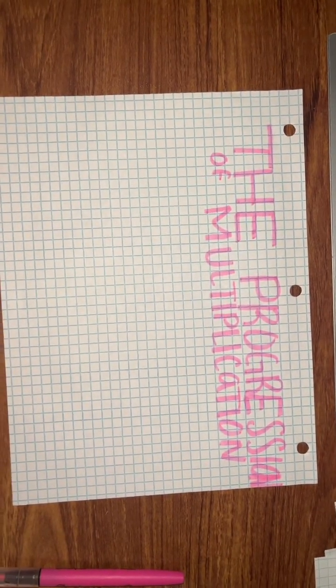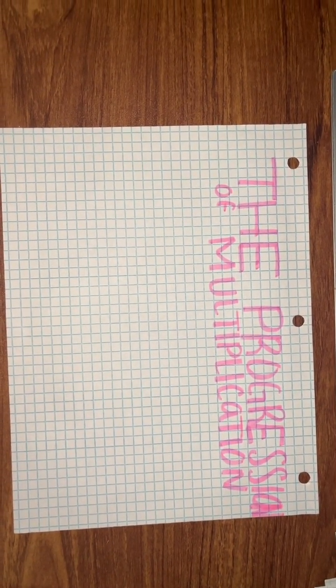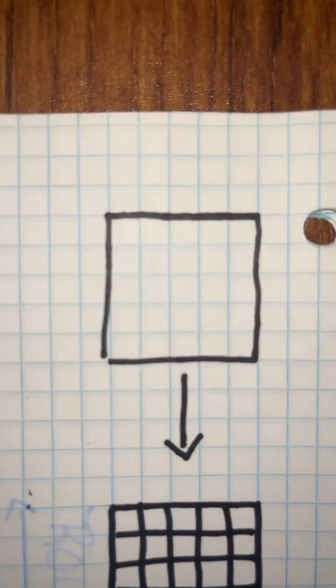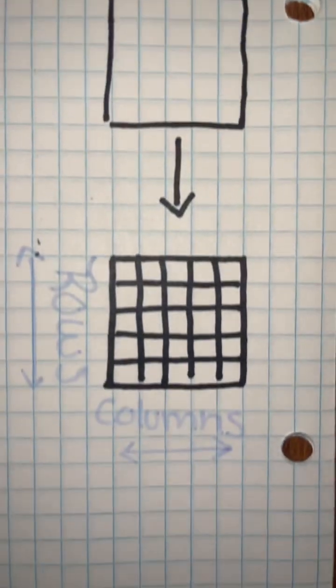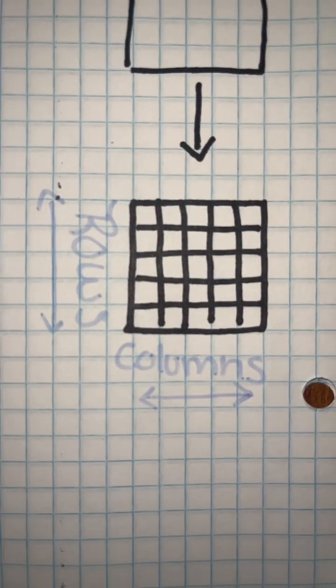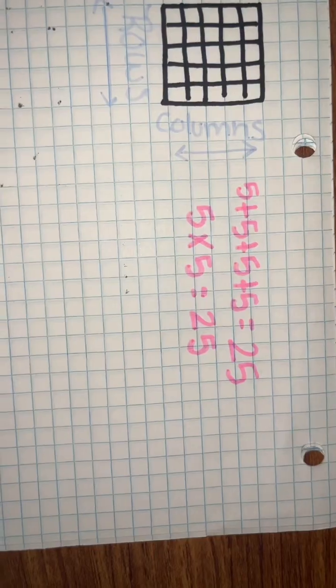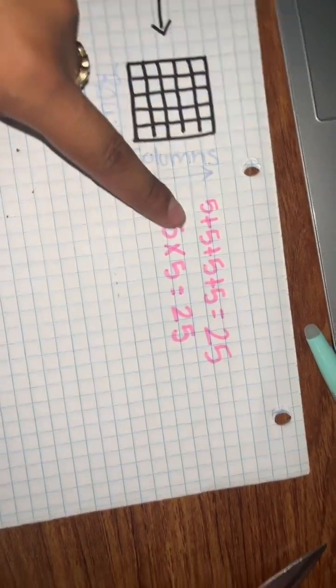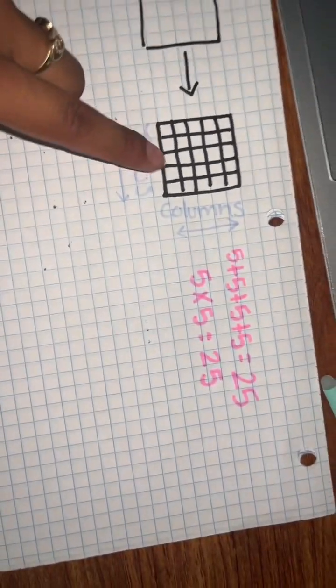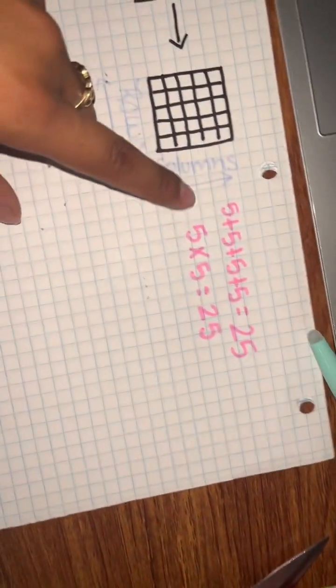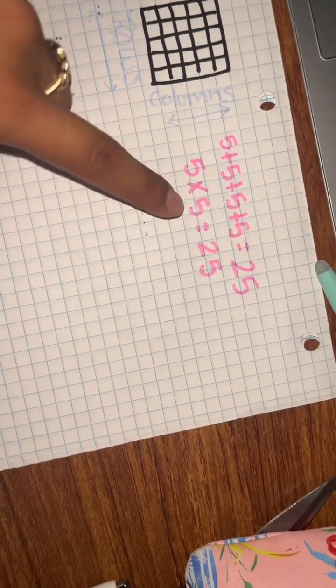The progression of multiplication begins in grade 2. Here, students are expected to take a square and turn it into a 5 by 5 of rows and columns. The purpose of this is to show that the repeated numbers, so here being 5 plus 5 plus 5 plus 5, is essentially the same thing as 5 times 5.